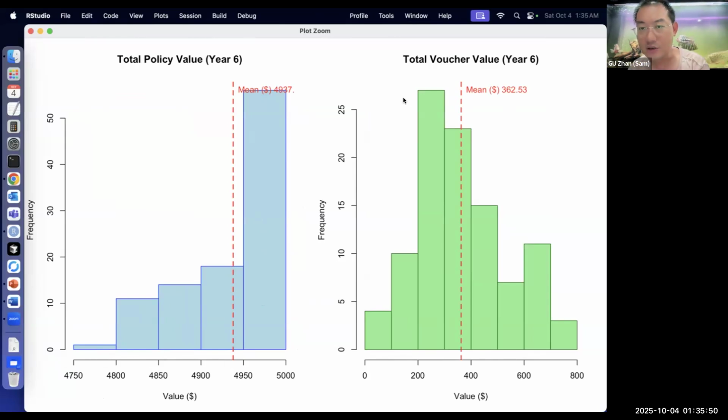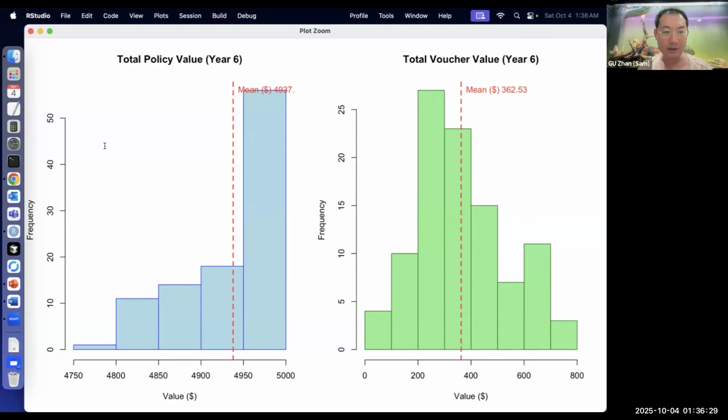Okay. Then the total voucher value at the beginning of year 6, right? So the mean value is 362. So on average, over these 5 years, you'll get about $362 of voucher. And this is more like normally distributed. Earlier, the mean is about 4,937. So on average, you lose a little bit of money, but you actually earn profit in the form of NTUC voucher or cash. So this is what you are observing.